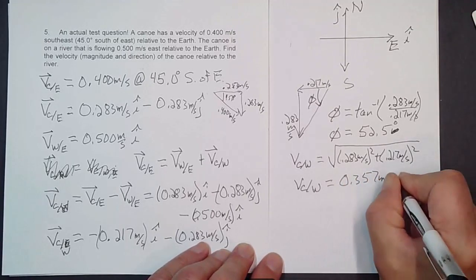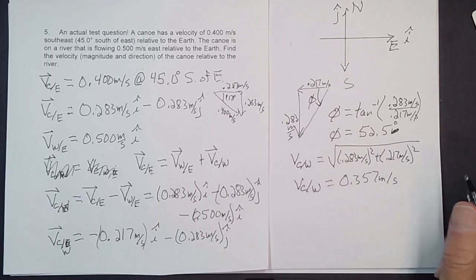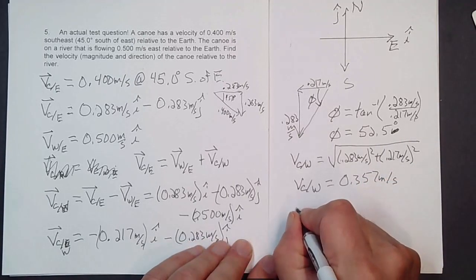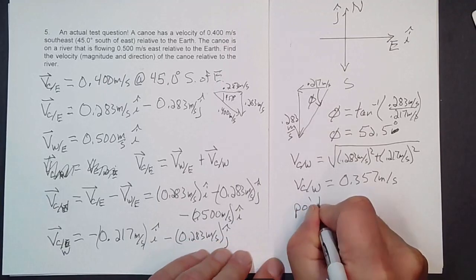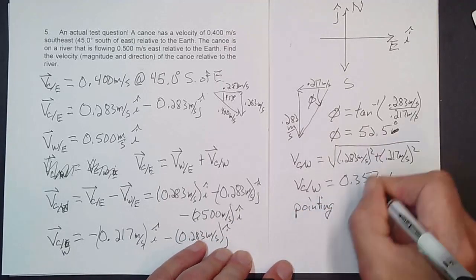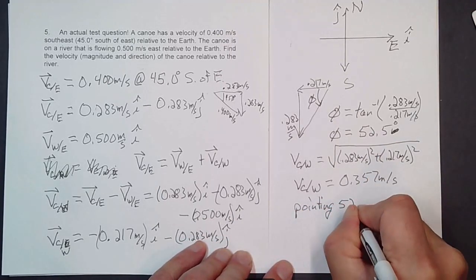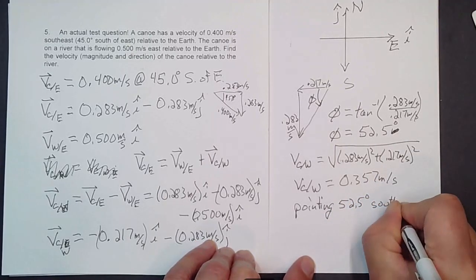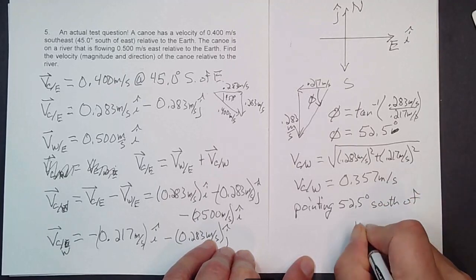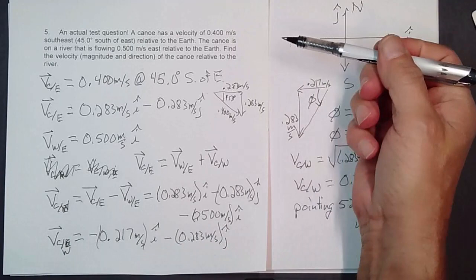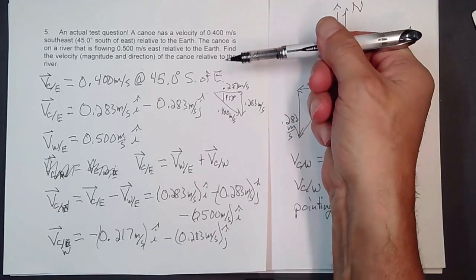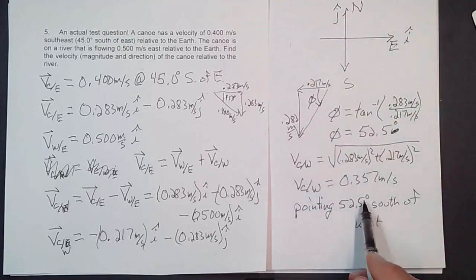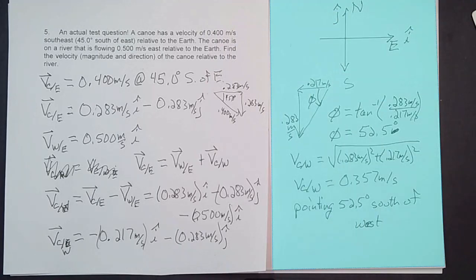0.357 meters per second, and the angle is pointing 52.5 degrees south of west. And when we say it that way, we mean you go in the westerly direction and rotate toward the south by 52.5 degrees.